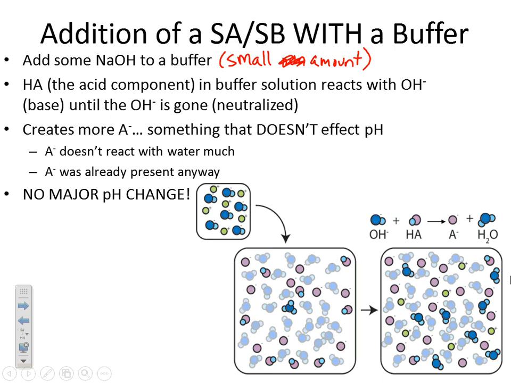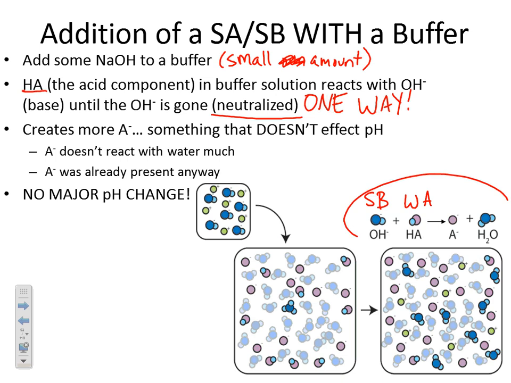So you add in the strong base. HA is going to react with it, right? The weak acid is reacting with the strong base because that's what acids and bases do. The hydroxide will not react with the A minus in solution, it will react with the weak acid in solution. The acid reacts with the base. Now, when this happens, this is a one-way reaction, and that's actually a really critical point. This is a neutralization reaction. This right here is neutralization.